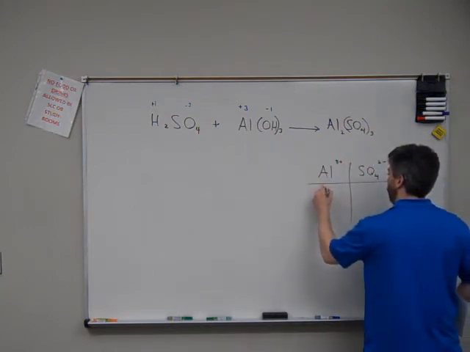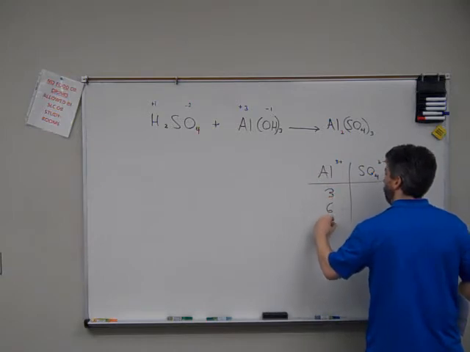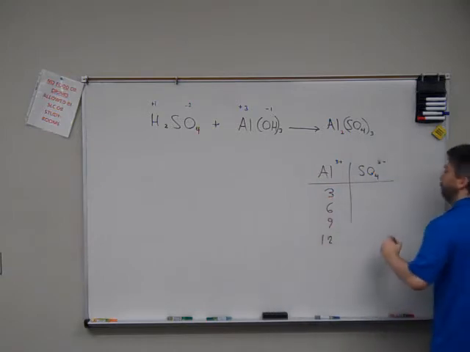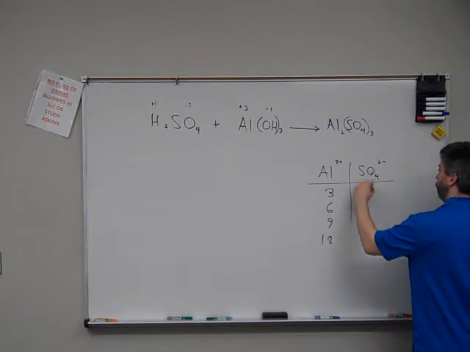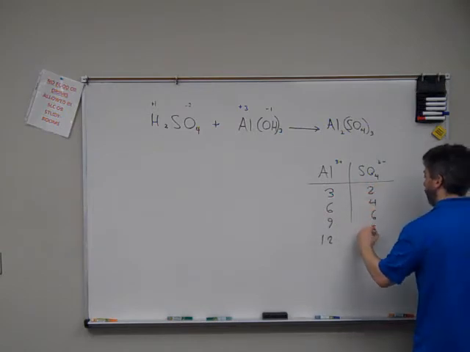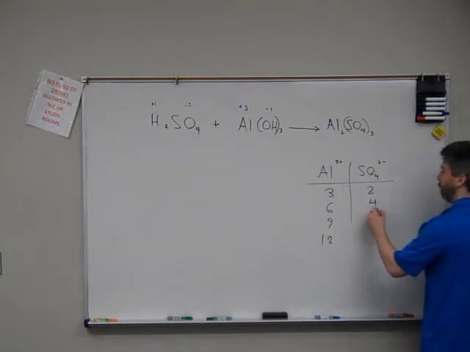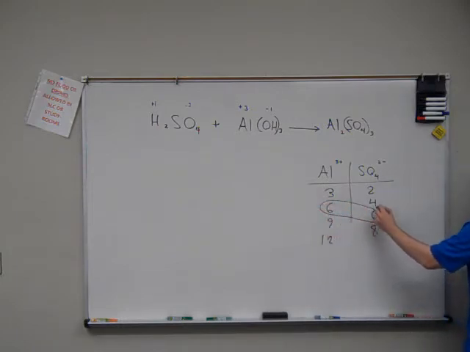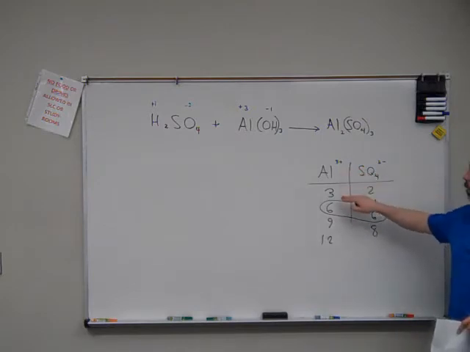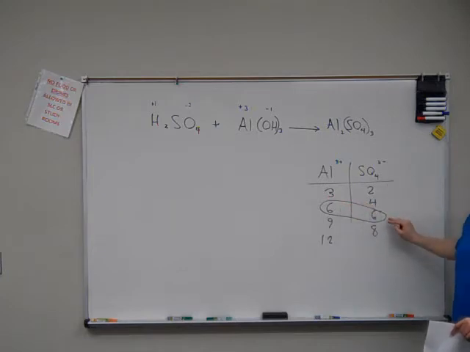Well, multiples of 3 would be 3, 6, 9, 12, right? Multiples of 2 would be 2, 4, 6, 8, etc. The lowest multiple they both share is 6, right? The lowest multiple that both 3 and 2 have is 6. So I would need 2 aluminums to get a charge of 6. And I would need 3 sulfates to get a charge of 6. Does that make sense?